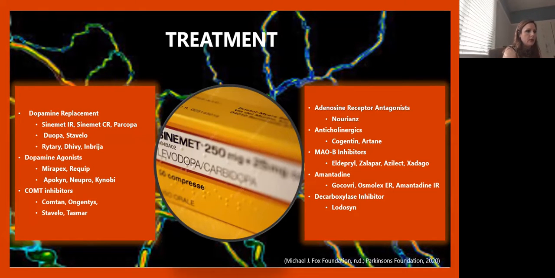Common side effects include diarrhea, urine discoloration, and the tolcapone can actually cause liver damage. So typically what we do prior to starting would be assess the liver function and then routine monitoring.